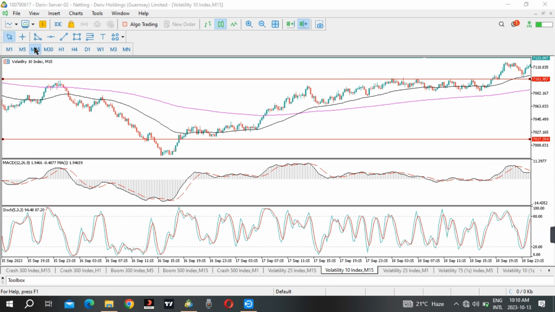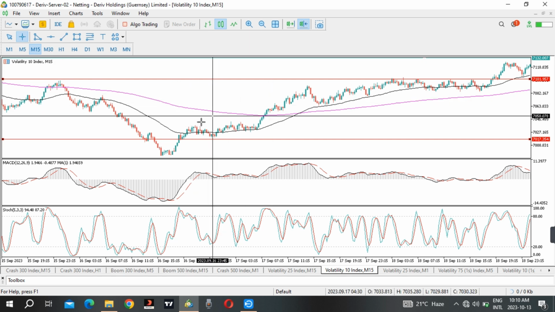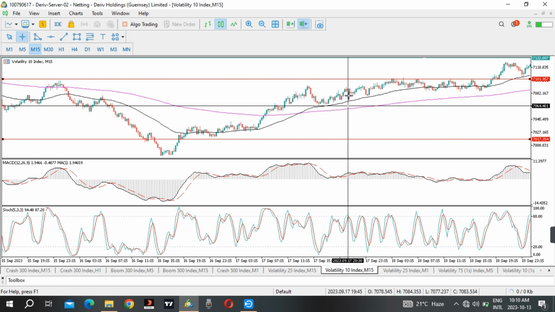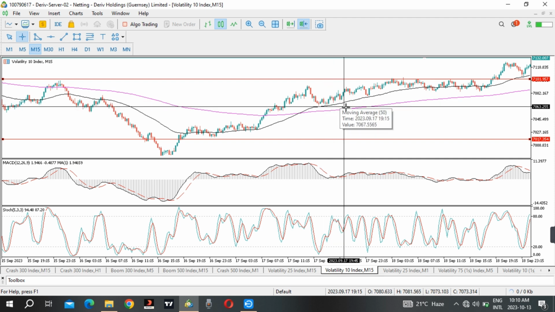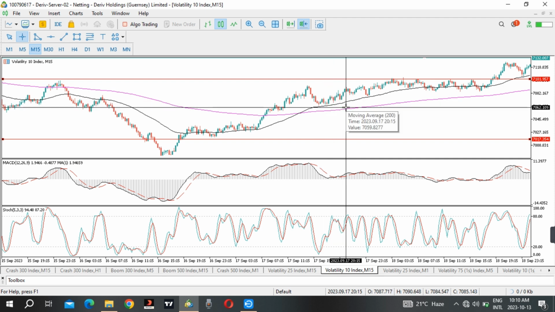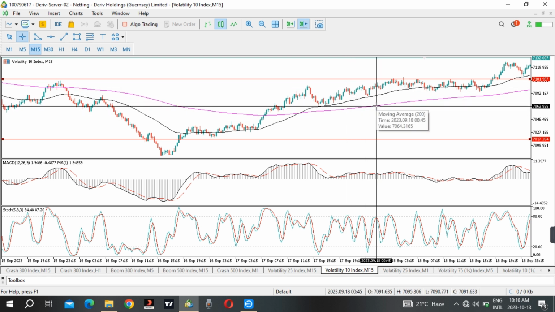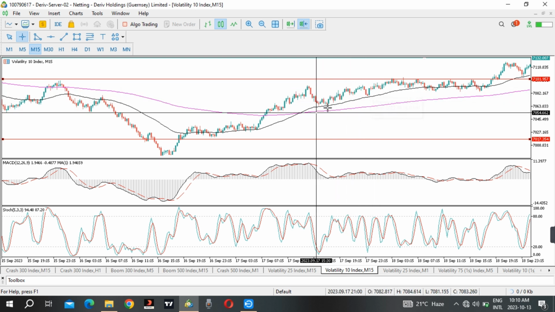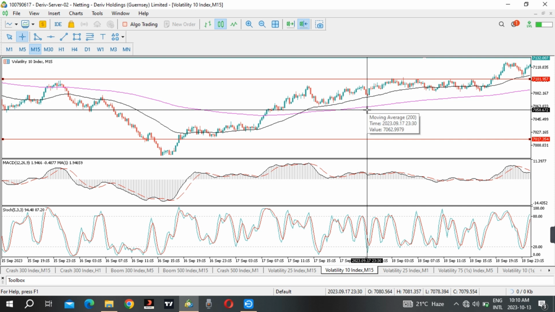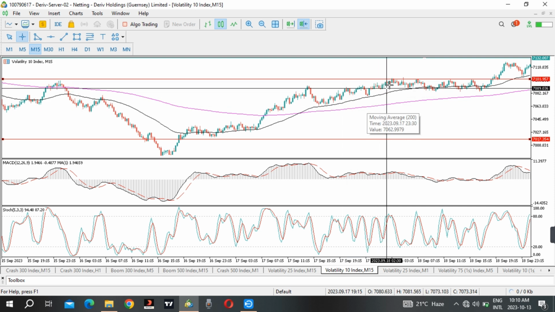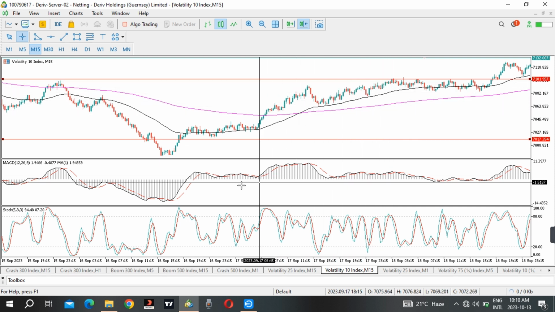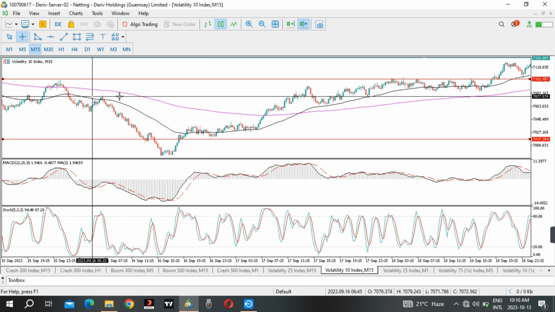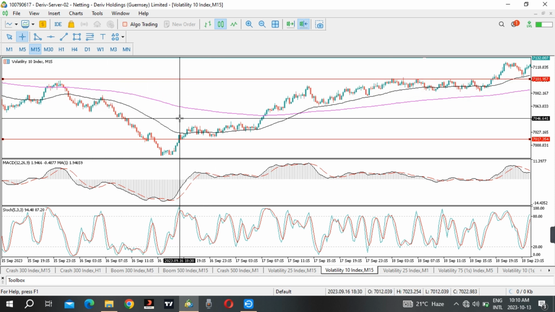Then for the indicators, though they're a little bit slower, if it is an uptrend, I would like to see these two moving averages below the market, below the candlesticks, especially the 200 moving average. The 50 I can use for my entries, but the 200 moving average has to be below the candlesticks so that it becomes a proper uptrend. If they are above the candlesticks, it means it's a downtrend.